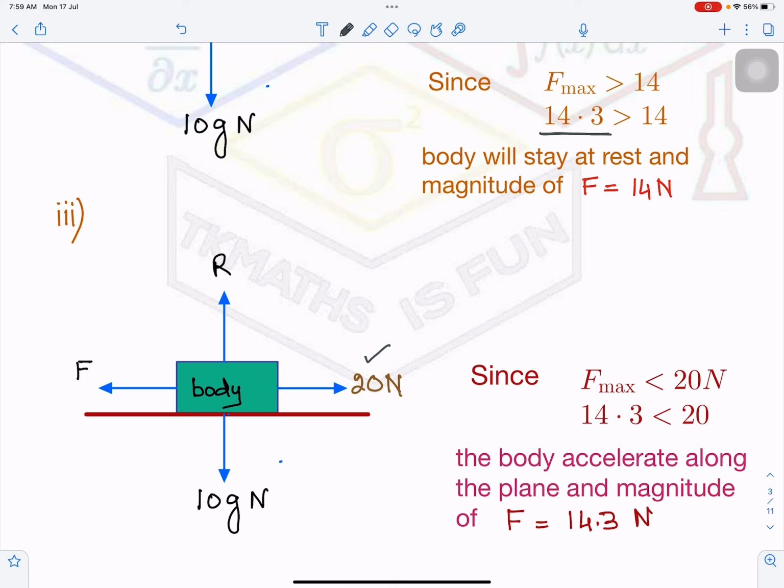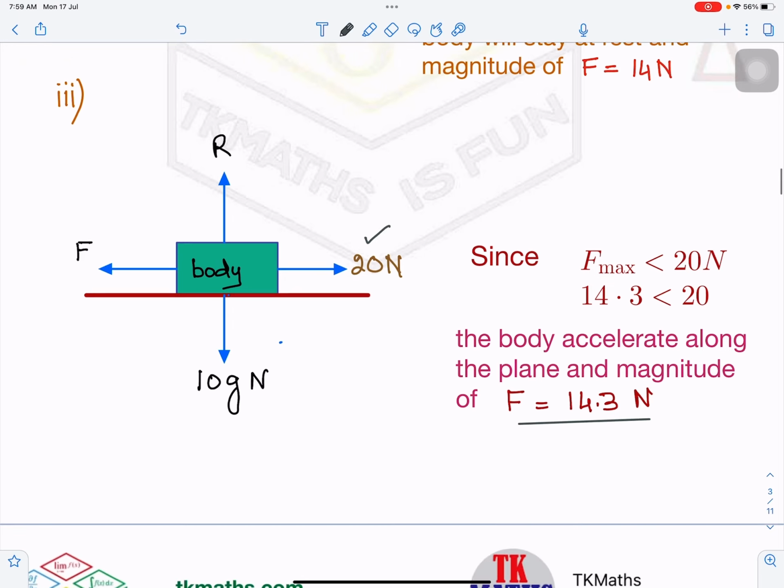And what is the value of F? The value will be 14.3. The common mistake made by students is that they forget to mention the value of F in this case. It is 14.3. So when the body is in motion or at the last stage, the maximum it can go is the maximum frictional force it can take, right?